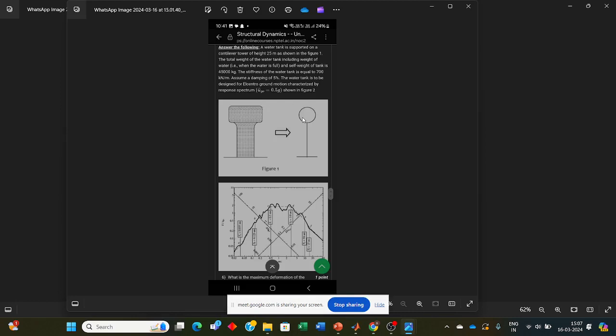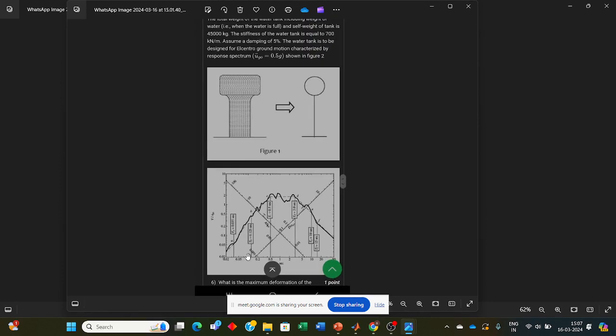So, okay, this was the question where it was mentioned that this is a single degree of freedom system. It's a water tank. The height is 25 meters, and the self weight of the tank is given as 45,000 kg, and the stiffness is equal to 700 kilonewton per meter. It has been given that the damping is 5%, and the water tank is to be designed for the El Centro ground motion characterized by this response spectrum as shown in this figure. We had to calculate the maximum deformation of this single degree of freedom system. Since the mass and stiffness have been given, you can calculate the time period of the structure.